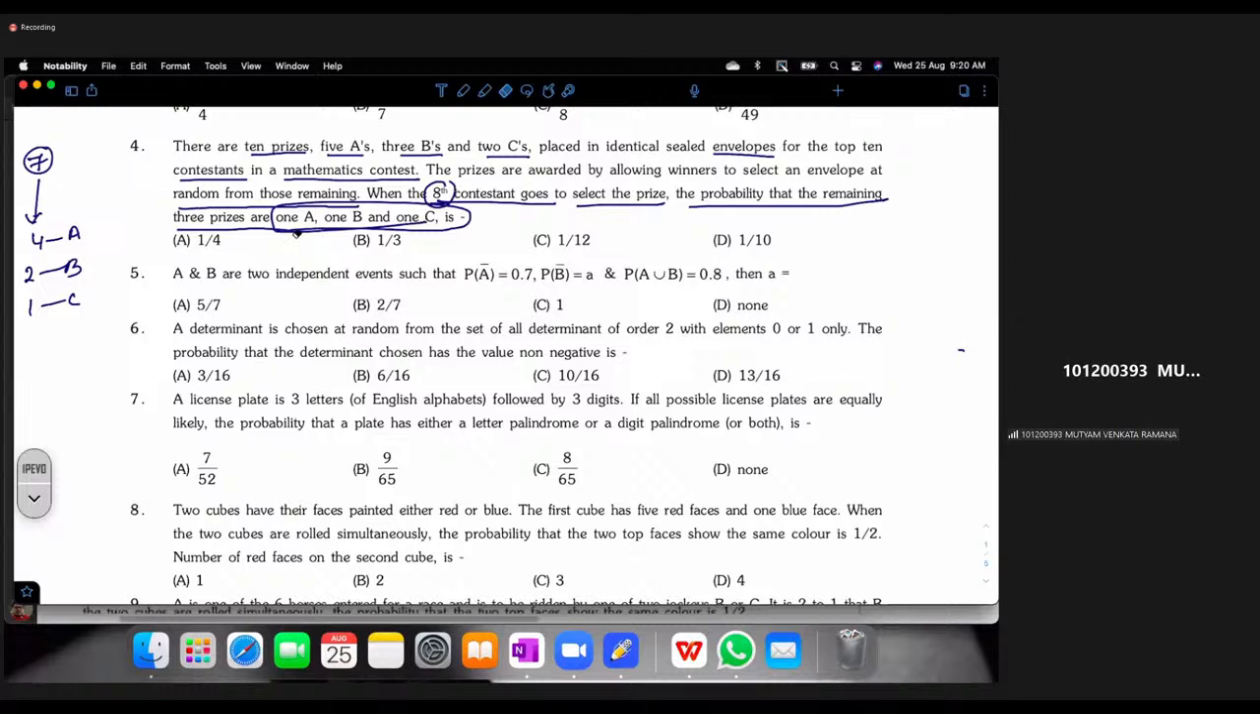So what is the 8th contestant? So what is that one? Total number of prizes are there. So number of ways are giving those prizes.